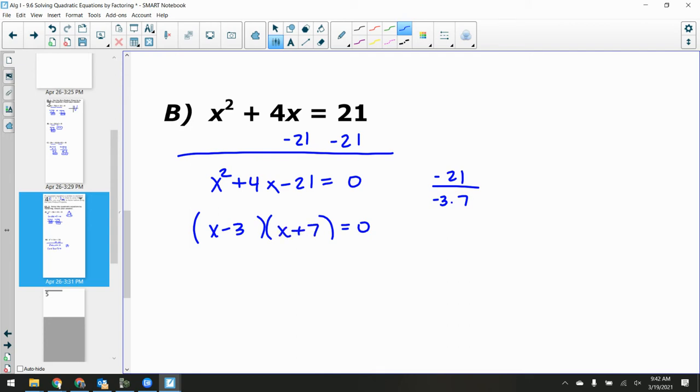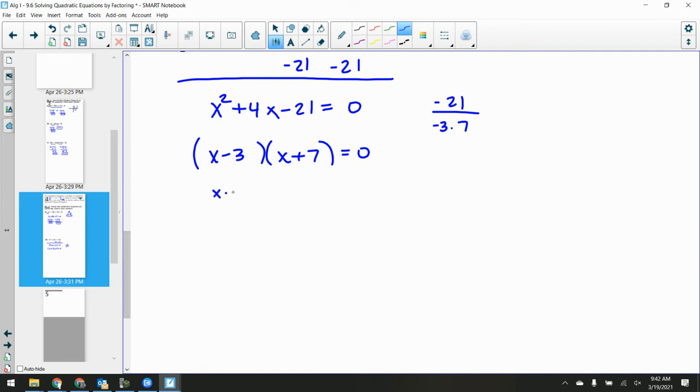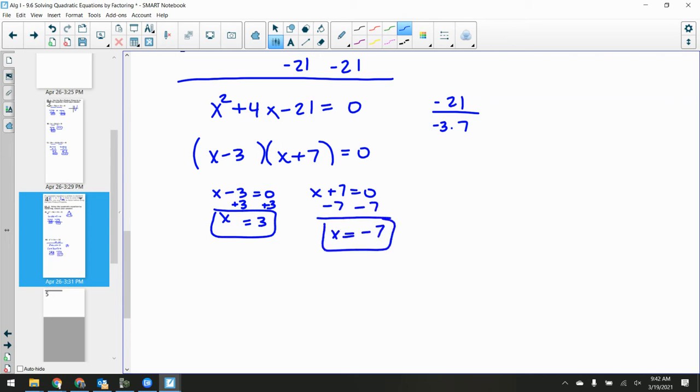Now, you may be thinking about this. Did you just tell me your answers? Because they turn out to be the opposites. Once I said x minus 3 equal to 0 and x plus 7 equals 0, because this was an easy type, once I add the 3 over to the other side, I get x is equal to 3. And then I subtract the 7. When you have an easy type problem, they end up being the opposites of the factors that you chose.